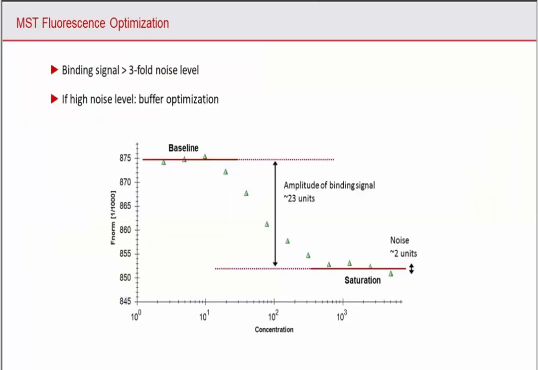These are the requirements that have to be met to determine the dissociation constant. At first, reduced noise for the baseline and reduced noise for the saturation phase. And the overall amplitude of the signal has to be above 3 times the noise level.